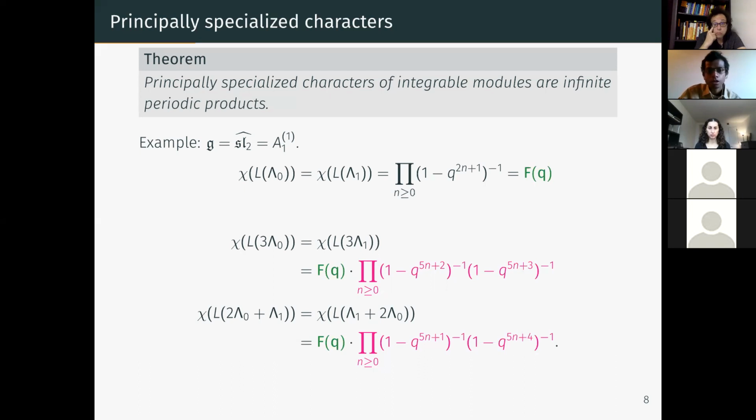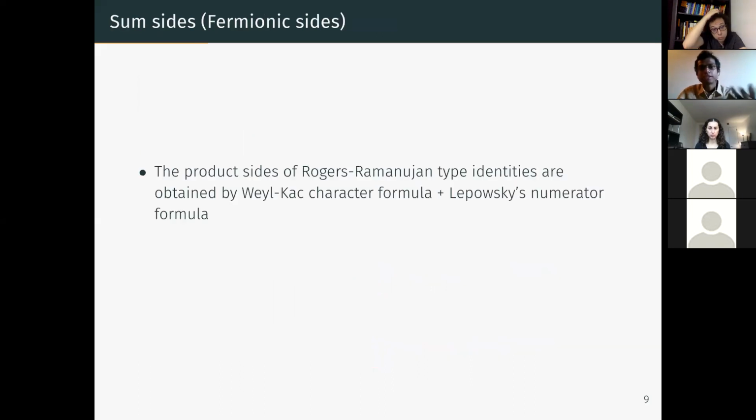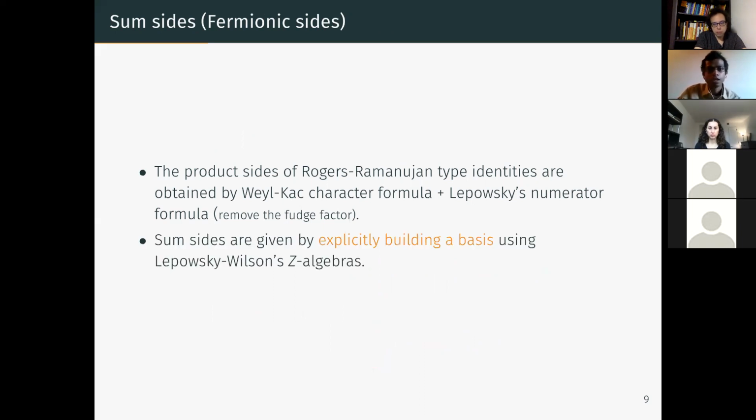Okay, let me go ahead. So as I said, these product sides are immediate from Weyl-Kac character formula and Lepowsky's numerator formula. It's literally at the push of a button. There are programs that do it for you. And you remove the fudge factor. That's not going to play a role at the moment for me.